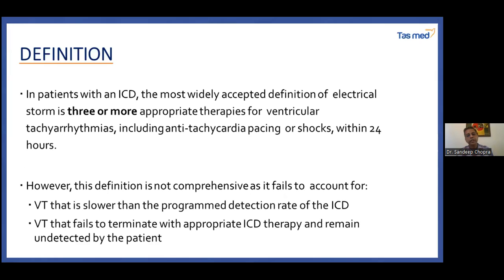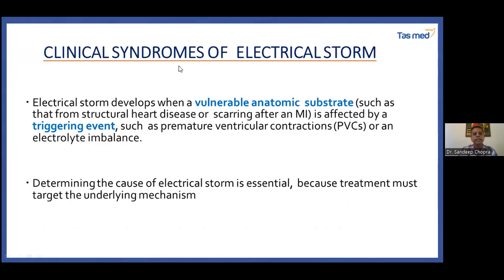So this was a definition in patients without an intracardiac defibrillator, but in patients with an intracardiac defibrillator, the most widely accepted definition of electrical storm is 3 or more appropriate therapies for ventricular tachyarrhythmias, including antitachycardia pacing or shock within 24 hours. However, this definition is not comprehensive as it fails to account for VT that is slower than the programmed detection rate of the ICD, VT that fails to terminate with appropriate ICD therapy, and VT that remains undetected by the patient.